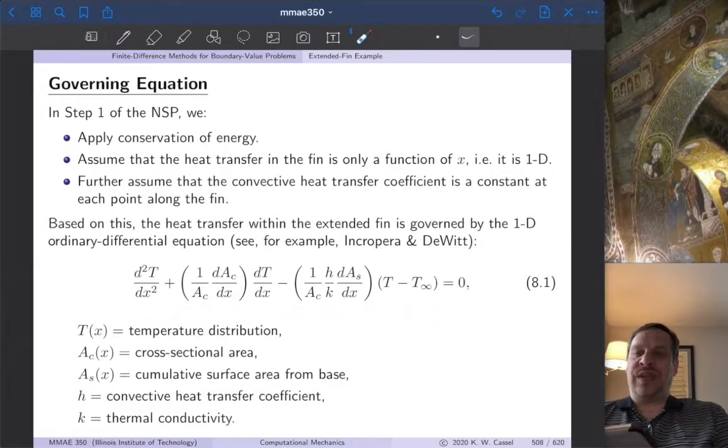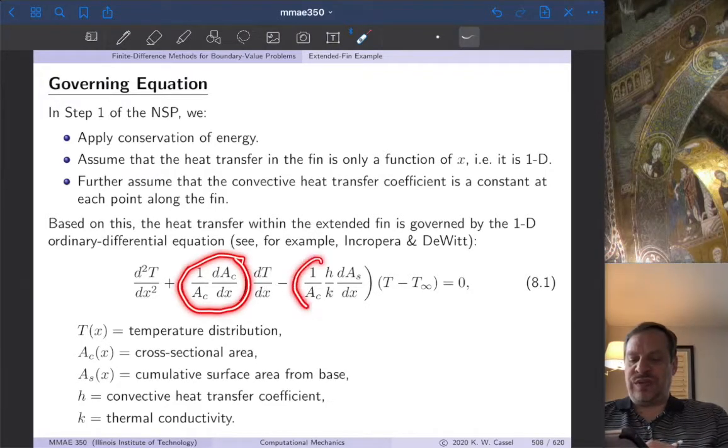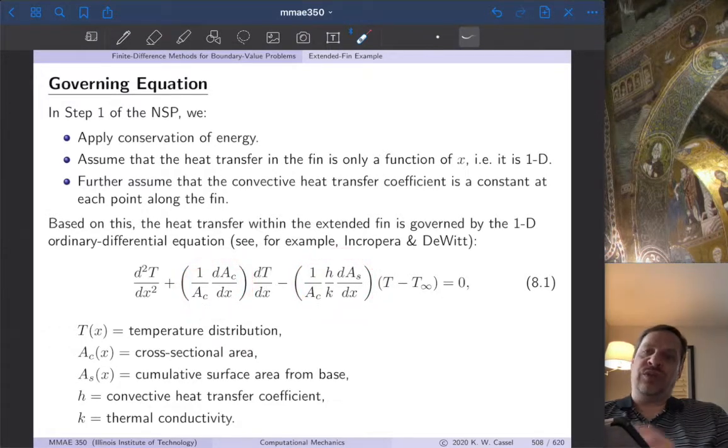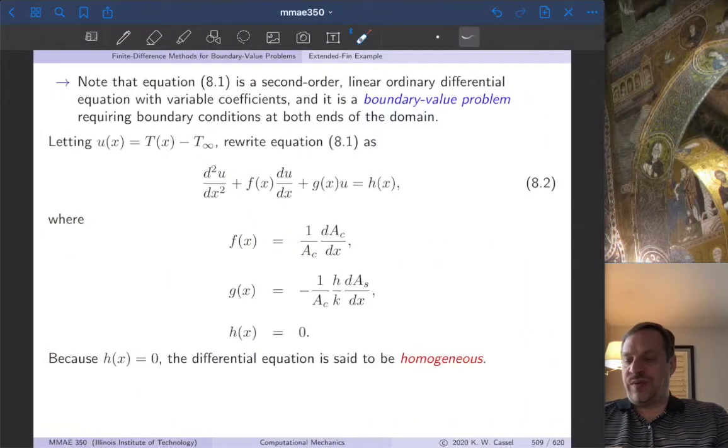So this is a second order linear. These coefficients here in parentheses, they look complicated, but they're known. They're variable in general, but they are known. So this is a second order, that's the highest order derivative, linear ordinary differential equation that we need to solve. So that's our boundary value problem.